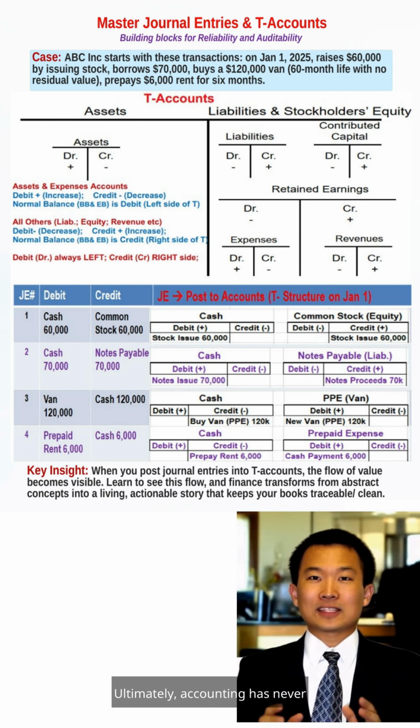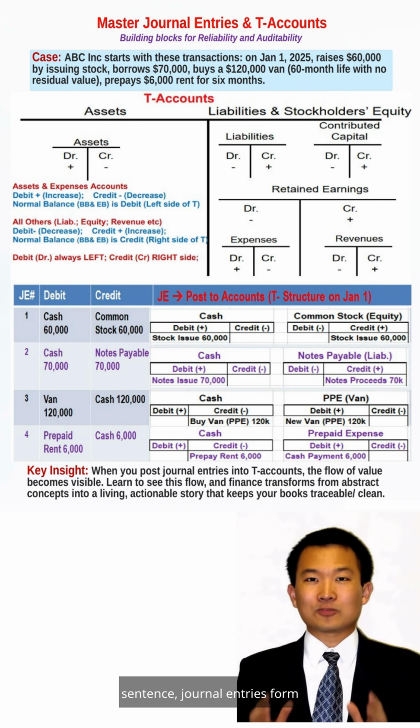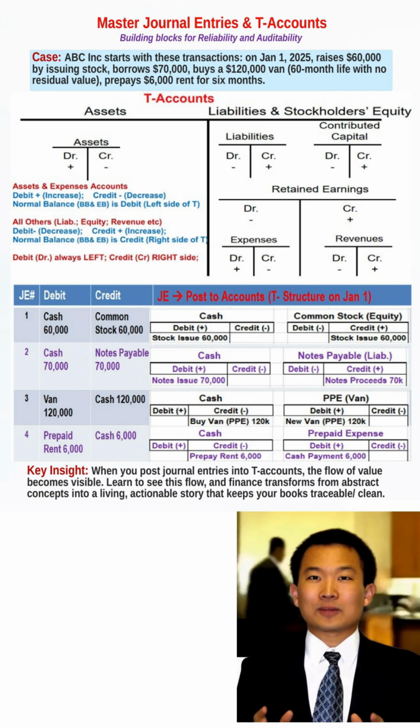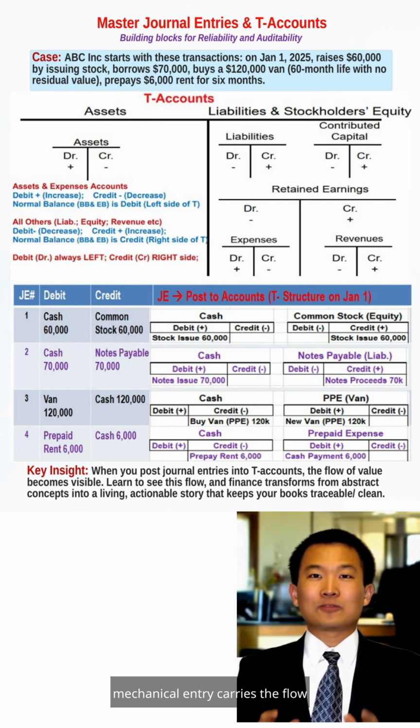Ultimately, accounting has never been just about memorizing rules. It's about telling the story of value. Every debit and credit is a sentence, journal entries form paragraphs, T accounts create chapters, and the financial statements are the complete book. So next time you do the bookkeeping, remember, every mechanical entry carries the flow of value within it.